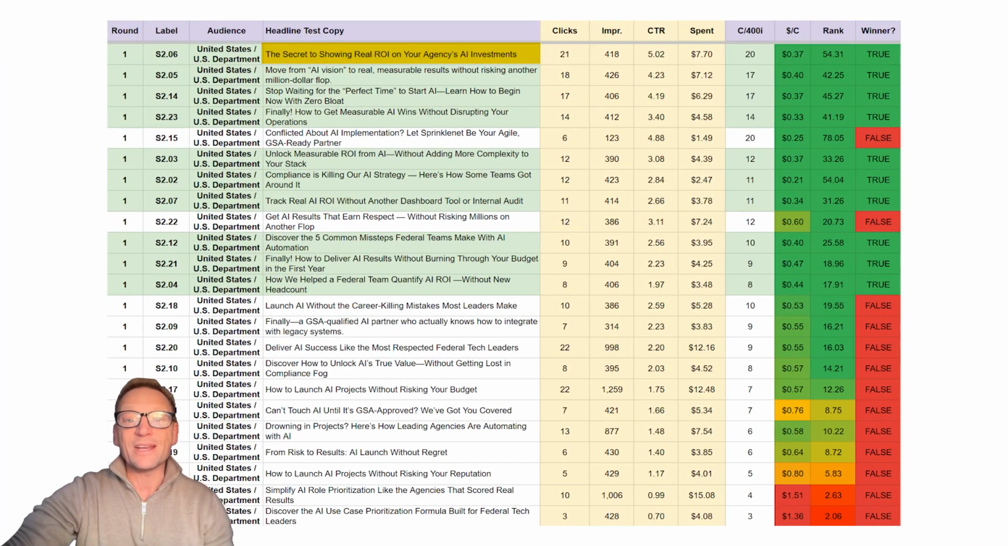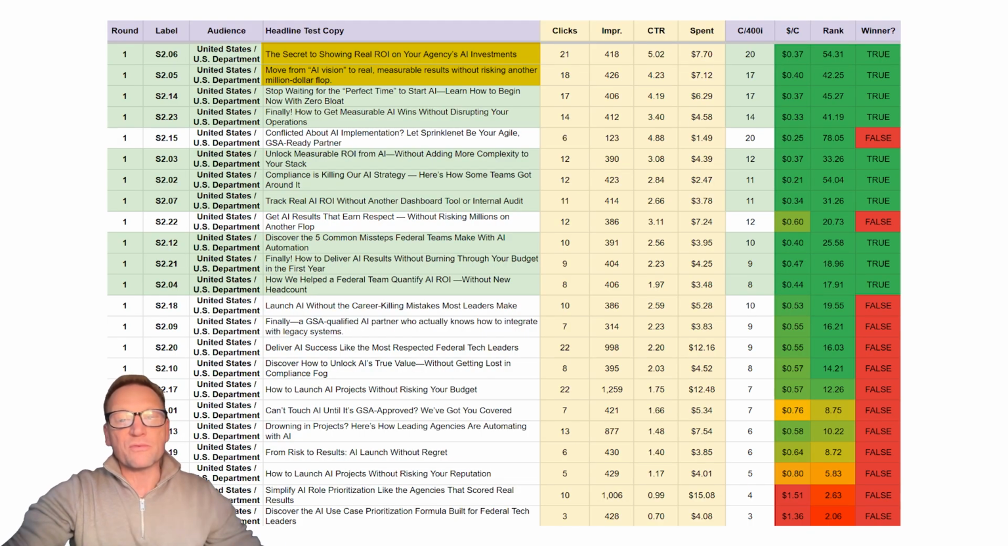But the ones that really worked were focusing on ROI, because humans keep being humans, right? So we all look for ROI. The secret to showing real ROI on your agency's AI investments. Move from AI mission to real measurable results without risking another $1 million flop. So that is a real pain point here for those who make decisions in executive positions. They don't want to spend a lot of money and be responsible for a flop, a bad investment, and then not get anything in return, right? That is a real pain point.